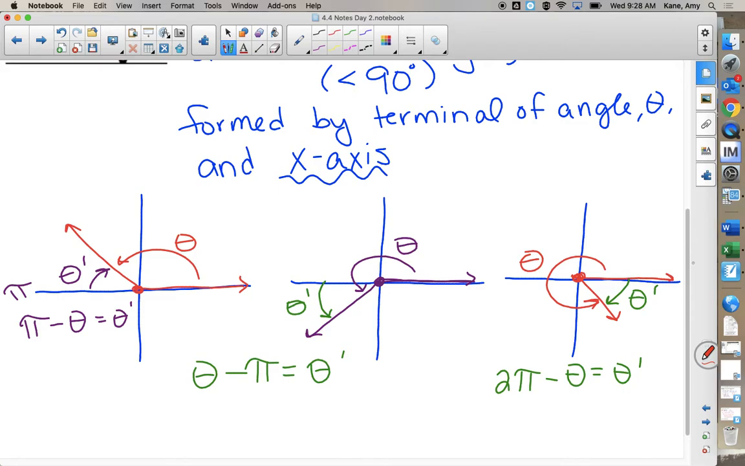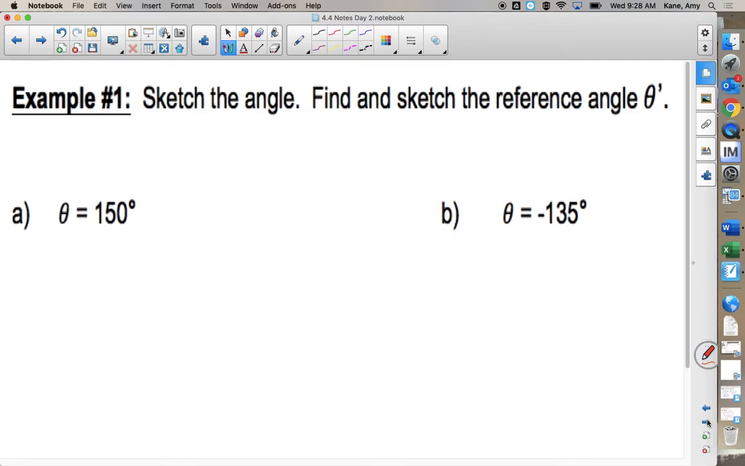So down below you have 4 problems. And those 4 problems want you to find a reference angle. So sketch the original angle, and then we'll also sketch the reference angle, and it says to find it. So if you want to draw a circle, you can draw the circle. If you just want to draw the xy axis, that's fine as well.